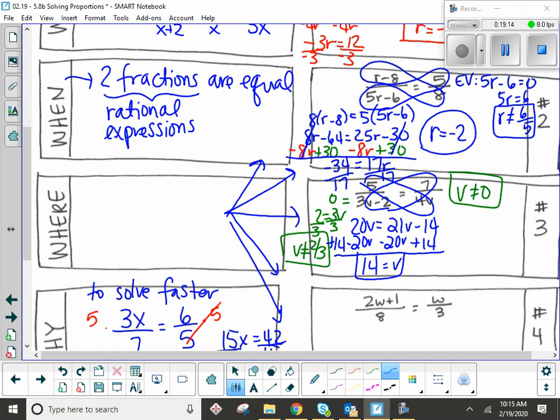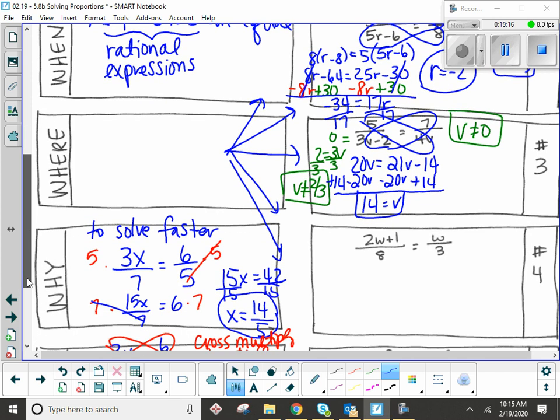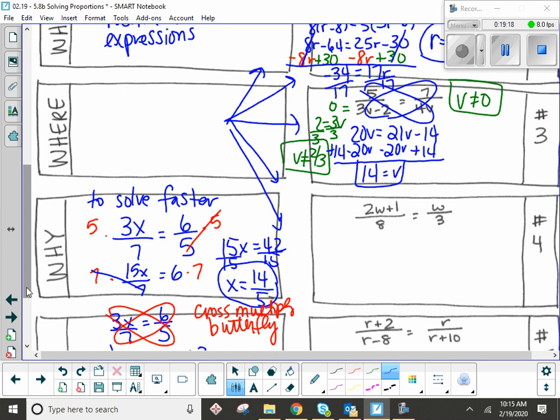What are the excluded values on number 4? Boom. There are none. Because there's no what's in the bottoms? Yeah, there's no variables. So the bottoms can never equal 0. This one will always be 8 forever. And this one will always be 3 forever. So it can never be 0. So excluded values, none.